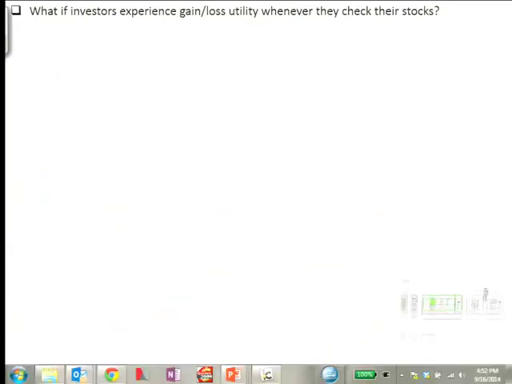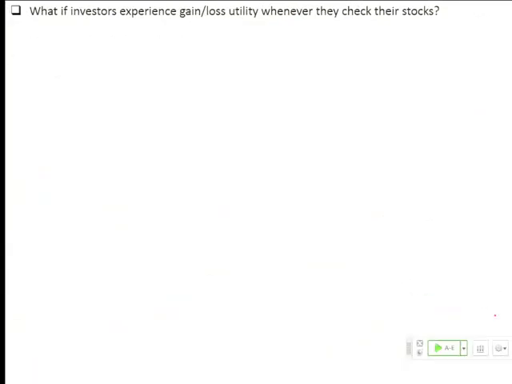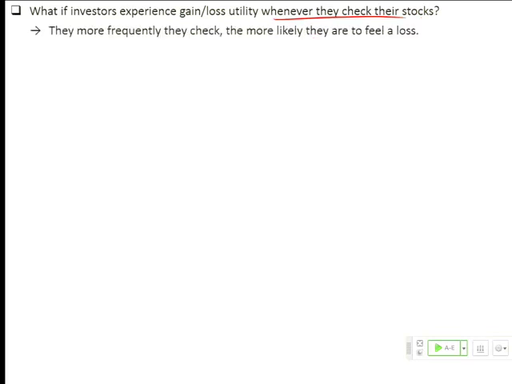So this is the way to think about this in the case of the equity premium puzzle. What Benartzi and Thaler posited was this. What if investors experience gain-loss utility whenever they check their stocks, right? So checking your stocks is like seeing which way the coin came up today. The more frequently that they check, the more likely they are to feel a loss, right?